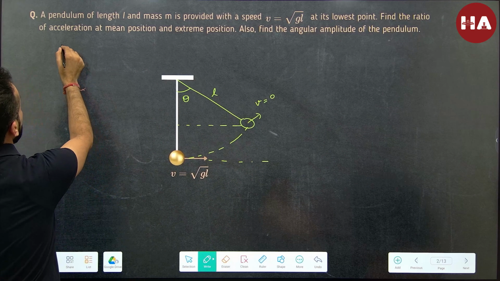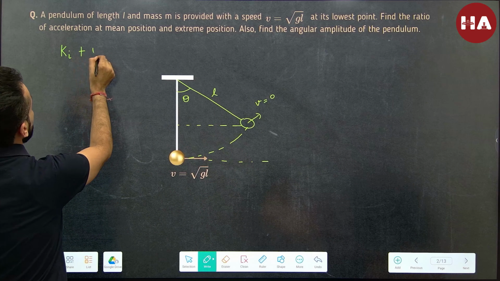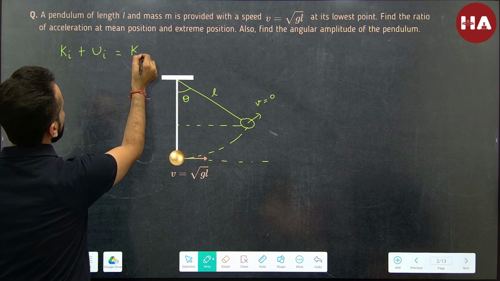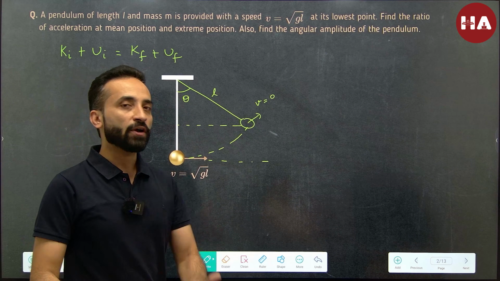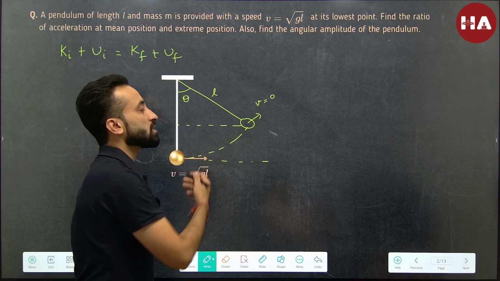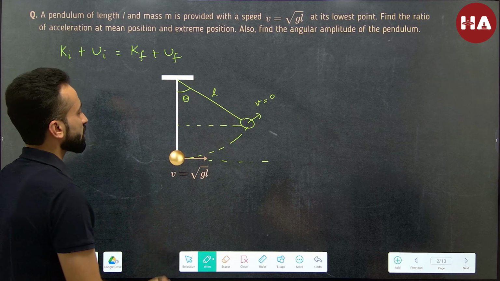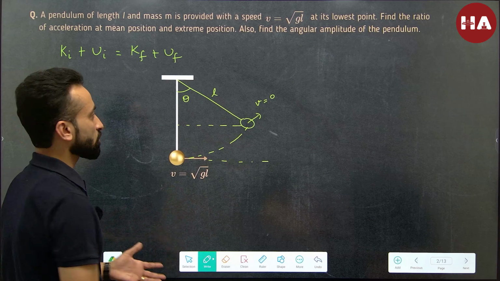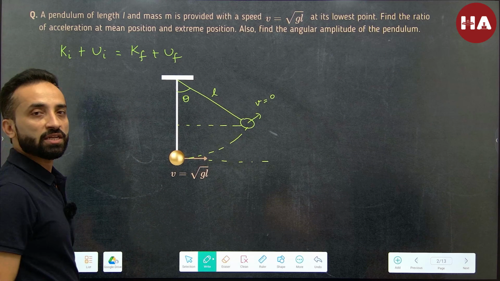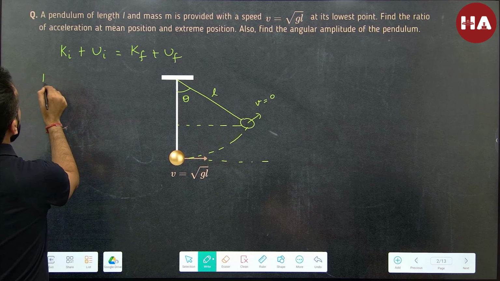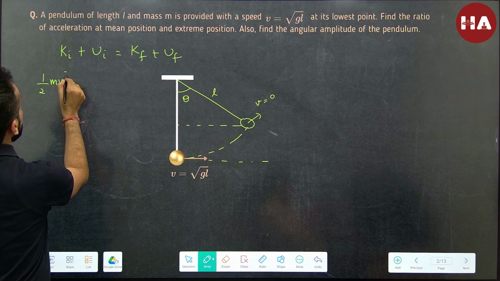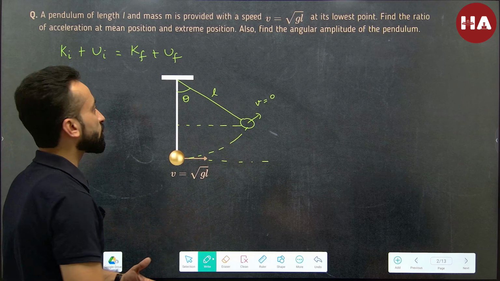So first let's write kinetic energy initial plus potential energy initial is equal to kinetic energy final plus potential energy final. So is this a circular motion now? Of course, yes. So that is why we are taking this as a part of today's topic. Alright, so the initial kinetic energy is going to be, let's say, half mv square.